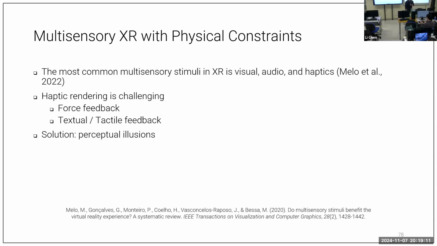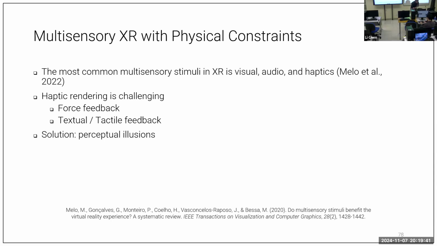And also, multisensory XR, of course, will have some physical constraints. So for example, we have already talked about this, right? Haptics is very difficult to do. Force feedback and tactile feedback are all very difficult to do. Although we have some off-the-shelf products, they are not mainstream, so maybe we cannot use them for our own applications, right? So these are all the information we have already discussed.